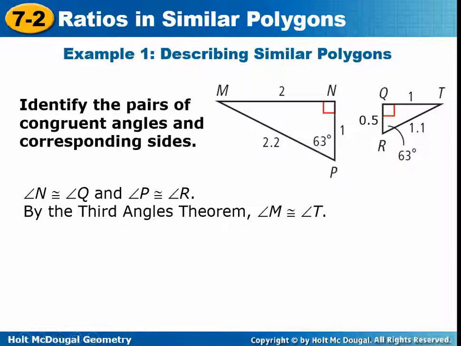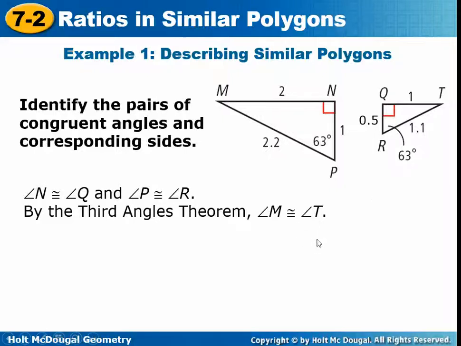Now, because of the third angles theorem, we know there's 180 degrees in every triangle, so we can take 180 minus 90 minus 63, and we'll find that angle M is also congruent to angle T. So remember, if two angles of a triangle are congruent to the corresponding two angles in the other triangle, then the third angles also are congruent. So angle M is congruent to angle T.